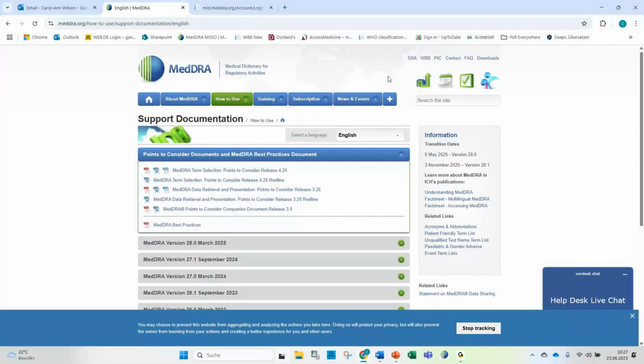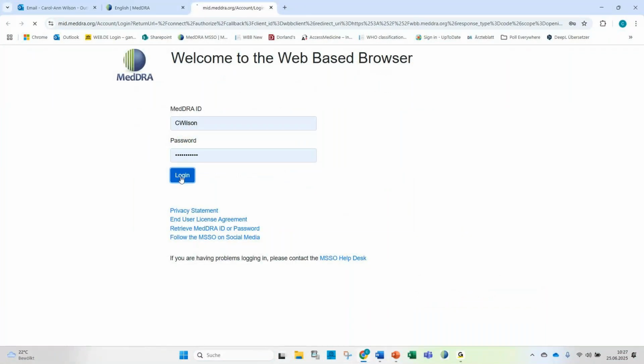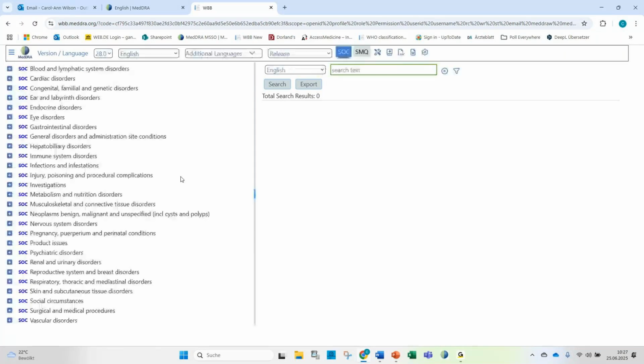Here is the log on screen with my credentials. If I say log in, the browser opens. If you're familiar with the legacy web-based browser that the MSSO offers, you will see that the interface looks different. But I can tell you that all functionalities of the legacy web-based browser are included in this new browsing tool. So it has the same functionalities, but it looks different.